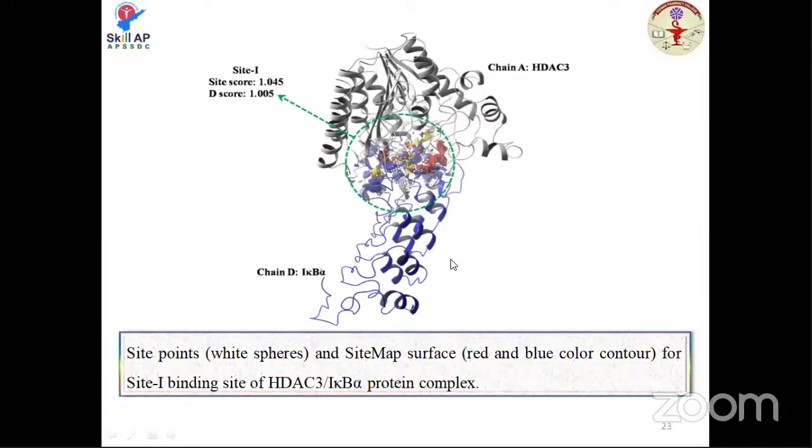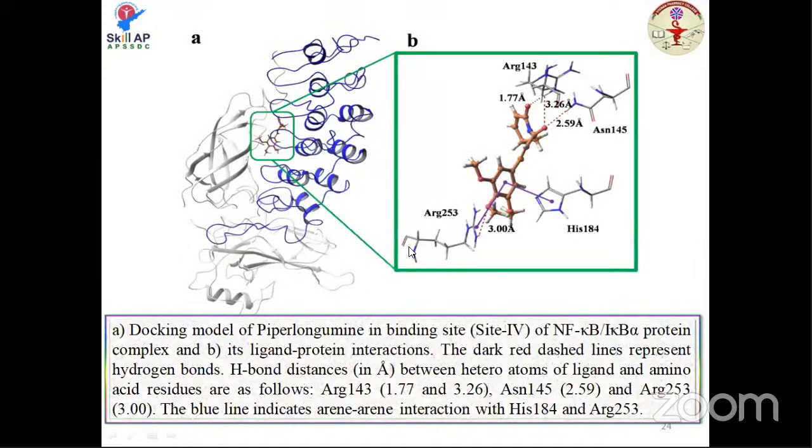And this structure represents the complex of both HDAC3 as well as IKK beta alpha. We can see site 1, which has a site score of 1.045. That is the catalytic pocket in between that junction. Then we have docked the piperlongumine structure in this catalytic pocket of HDAC3 as well as IKK beta alpha and nuclear factor kappa B as well as IK B alpha protein.